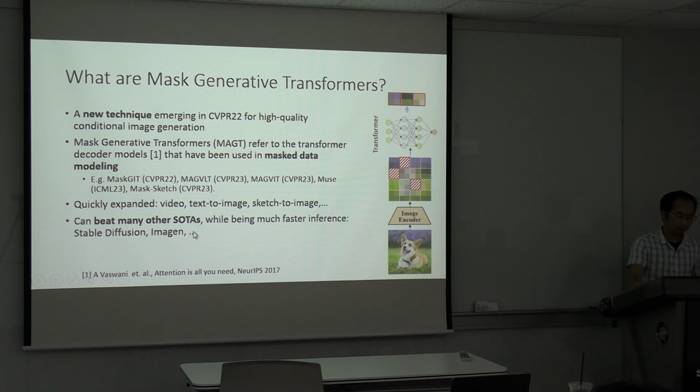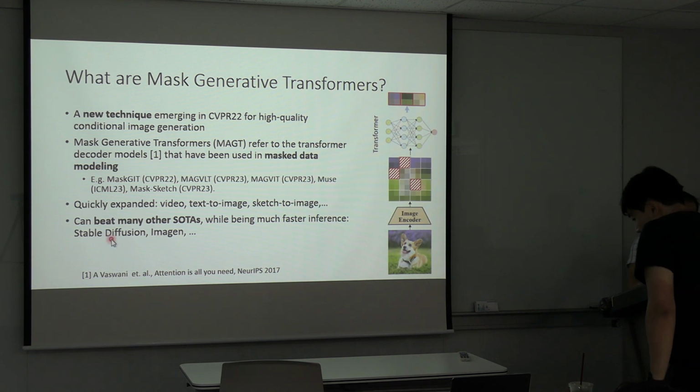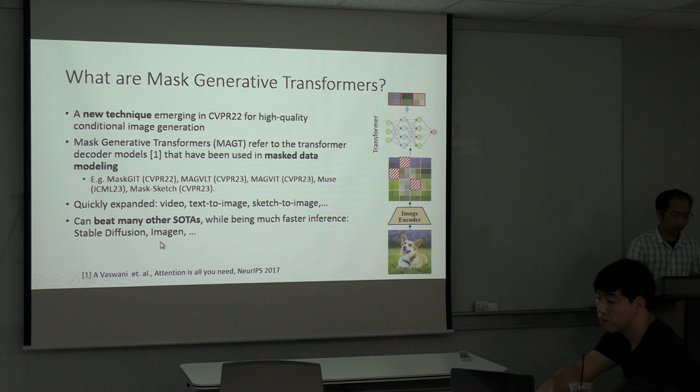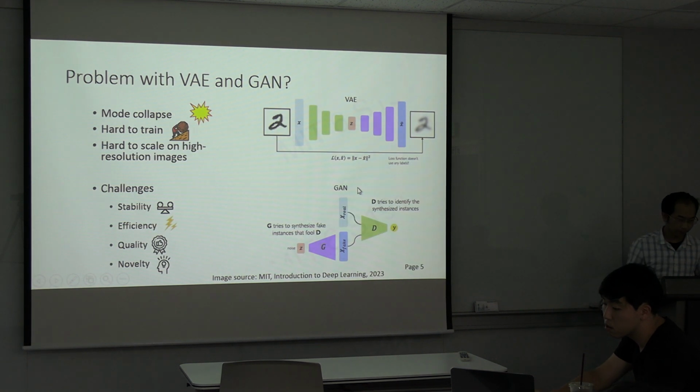This approach can outperform many other state-of-the-art methods, while also being much faster in inference. For example, compared with diffusion-based models like Stable Diffusion and other text-to-image models, it can produce very interesting results. If you have time, you can try the application. We have the online version.